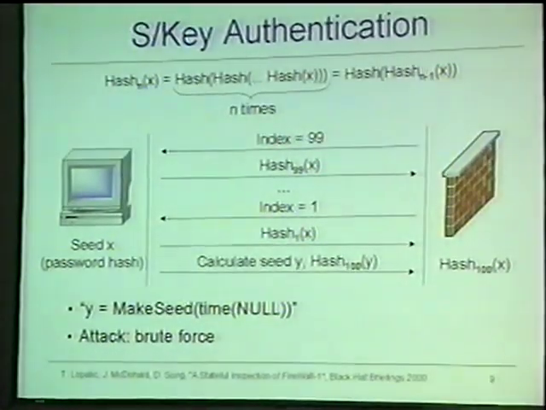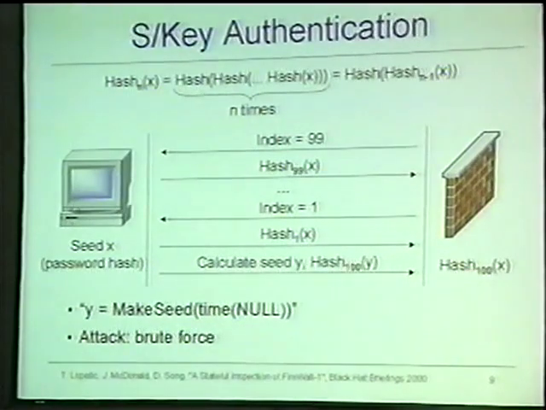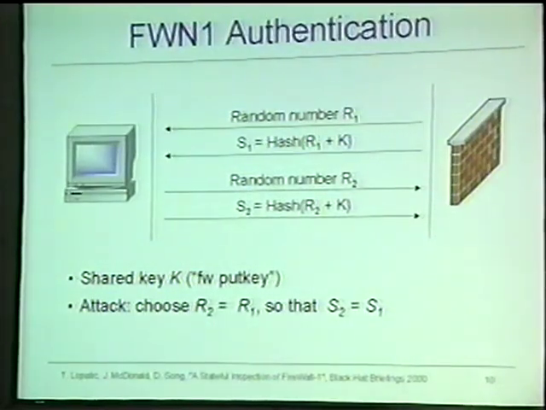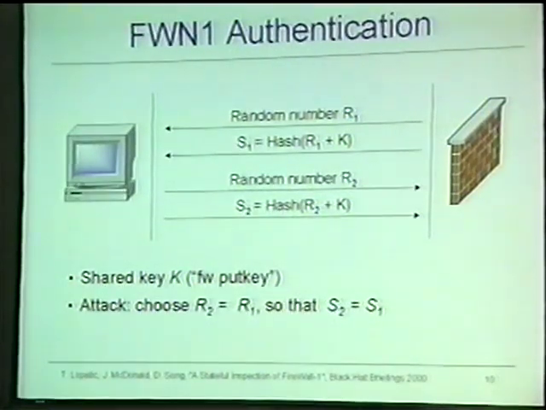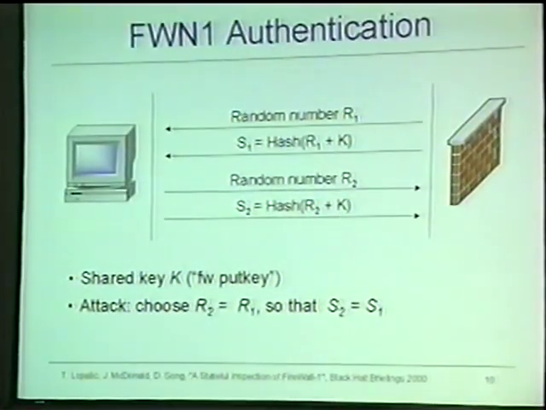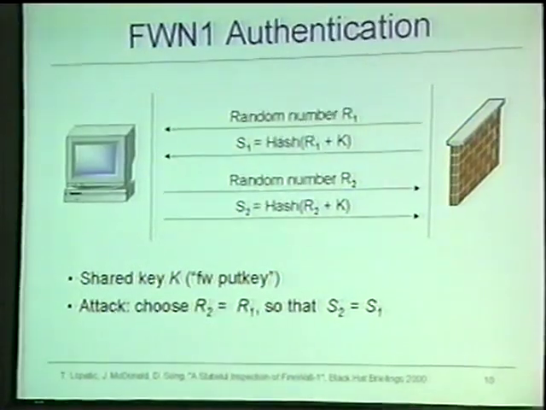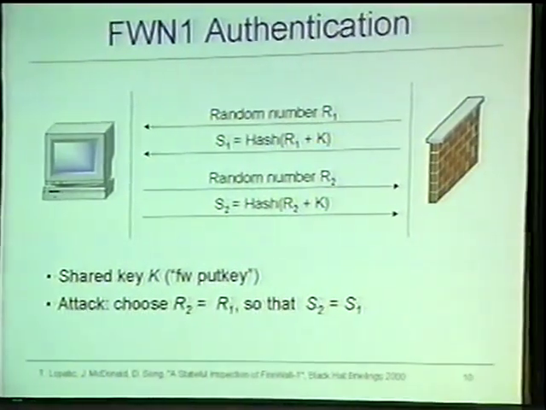Okay, during our consulting, we came across some FWN1 setups, and we thought, we have to do something against that. And that's what we came up with. That's how FWN1 authentication works. It's again a shared secret between left and right. You do that with FWPut key. And as soon as you connect to the firewall and to the filtering module, and it has shown to you that it wants FWN authentication, it sends you a random number of 16 bytes.